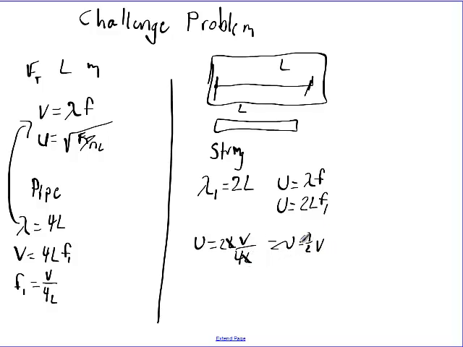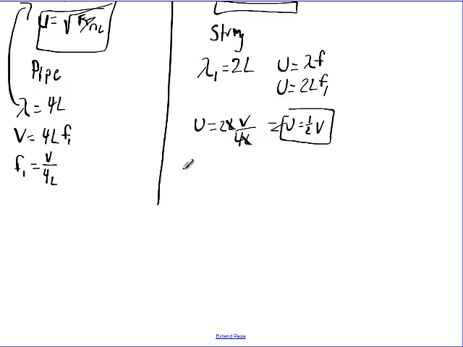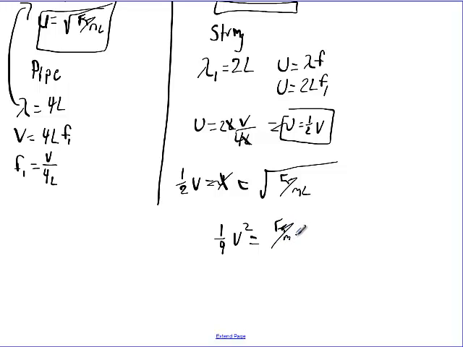Now that's related the two speeds together, and now I can go into this equation and actually solve for what I need the tension in the string to be. So I'm going to say 1/2 V equals U equals the square root of tension divided by mass per unit length. I don't really care about the U, so I'm just going to square both sides. 1/4, half squared, V squared equals Ft divided by mass per unit length.